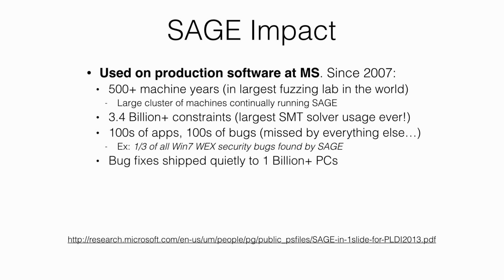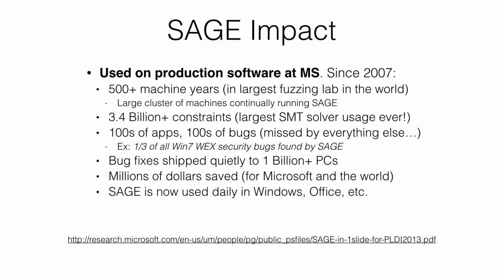Bug fixes shipped quietly to 1 billion PCs around the world, saving millions of dollars both for Microsoft and the world. And SAGE is now used daily in Windows, Office, and all of the big Microsoft products.